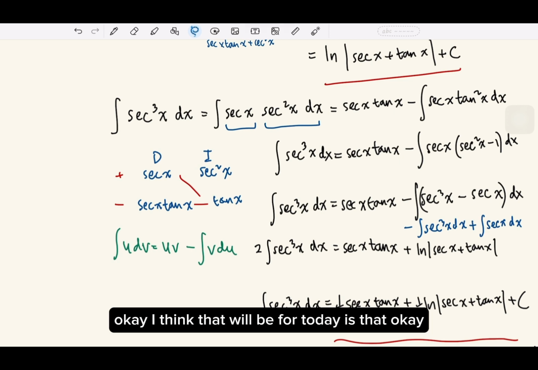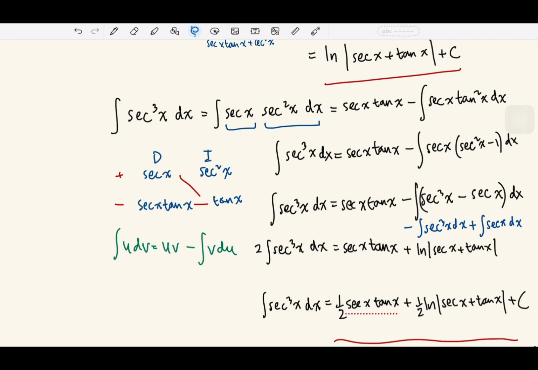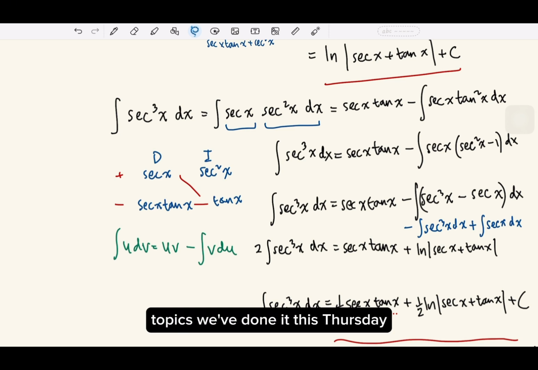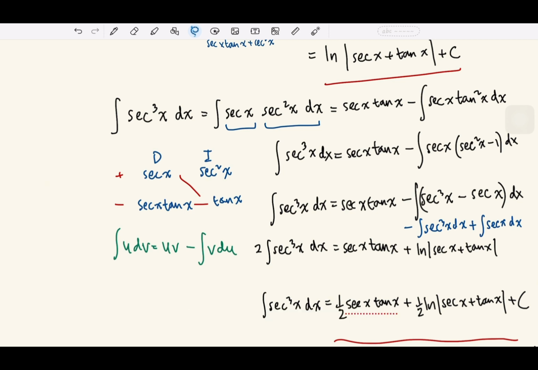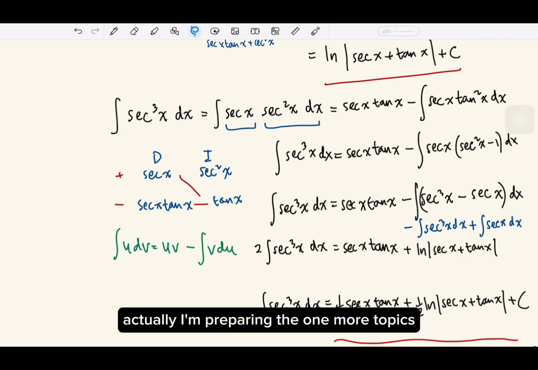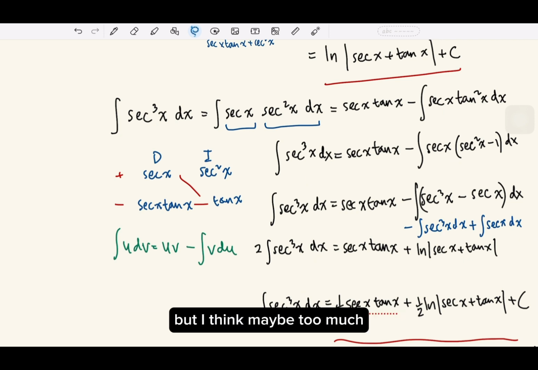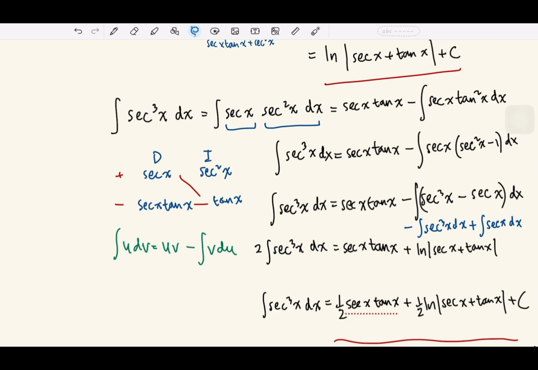Okay, I think that will be for today. Is that okay? So the whole topics, we've done it. This Thursday, I will give some additional notes on the improper integrals. Actually, I'm preparing one more topic, but I think maybe it is too much. It's in chapter 8.